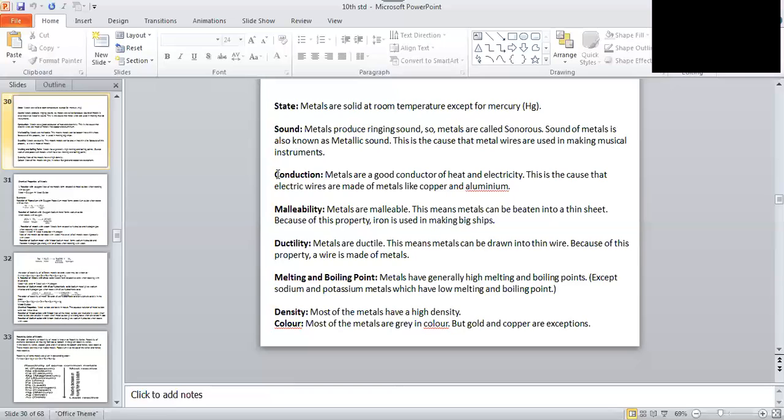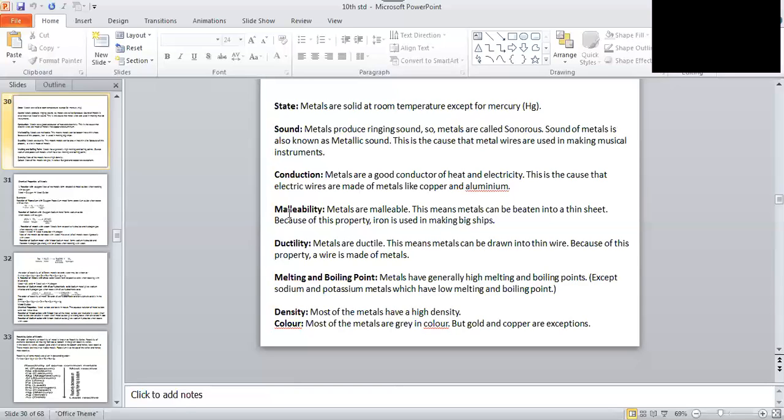Then the next property of metals is conduction. We know metals are good conductors of heat and electricity. This is why electric wires are made of metals like copper and aluminium.